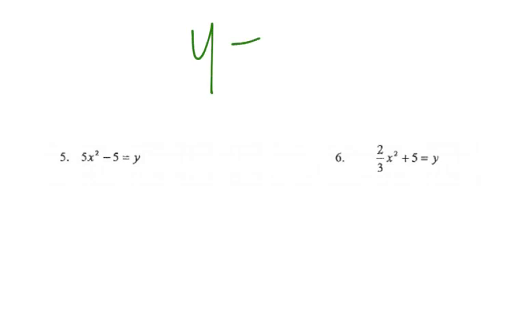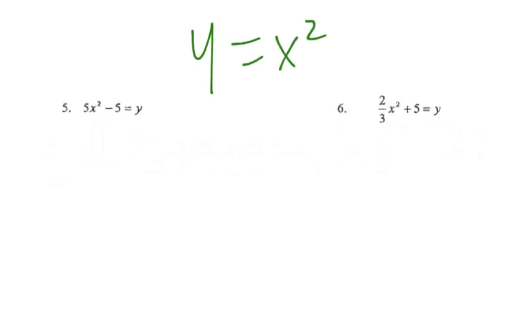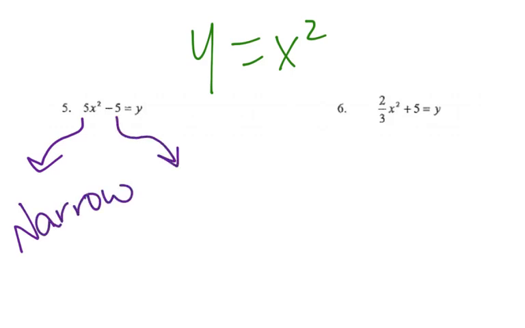So we're still comparing to the parent function of y equal x squared. Looking at the first one, there are actually 2 changes. The 5 is your coefficient getting bigger, so that means that it got narrow. The minus 5 at the end is your constant changing. It got smaller, so it went down 5.